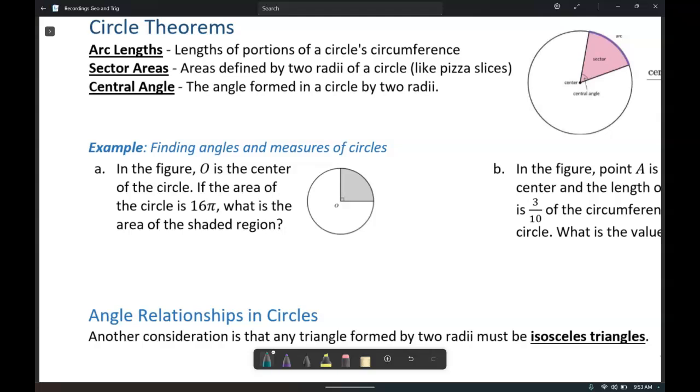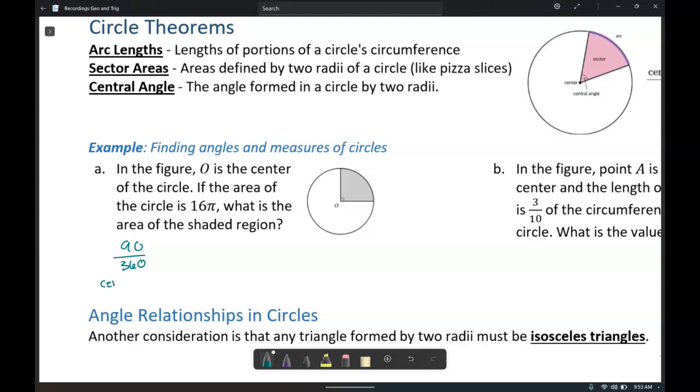So in the figure O, the center of the circle, the area of the circle is 16 pi. We want to find the area of the shaded region. Well, we've done this before. We know that we can set a proportional relationship. Here we're given the measure of the angle O. And so we know that it is a 90-degree angle related to a 360-degree rotation.